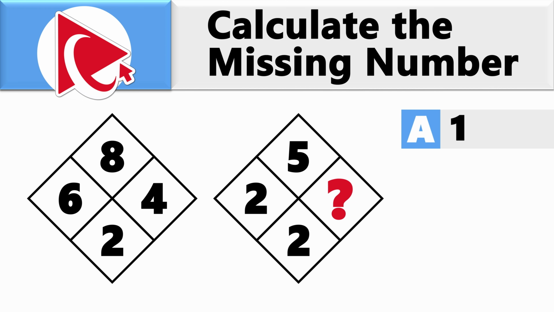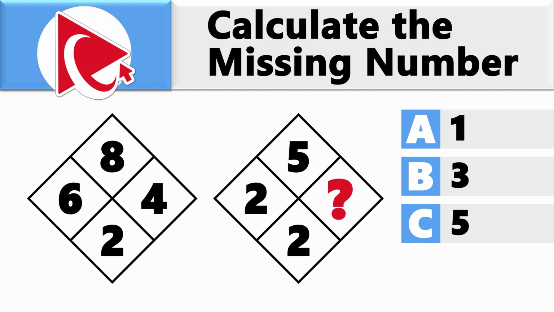Choice A, 1. Choice B, 3. Choice C, 5. And last but not least, choice D, 7. Investigate closely and determine if the solution emerges from careful observation.